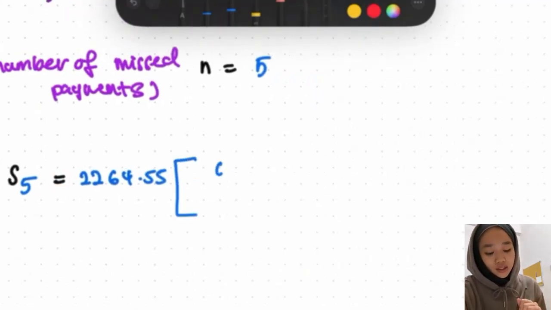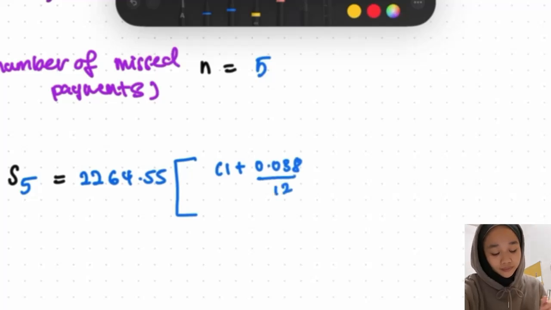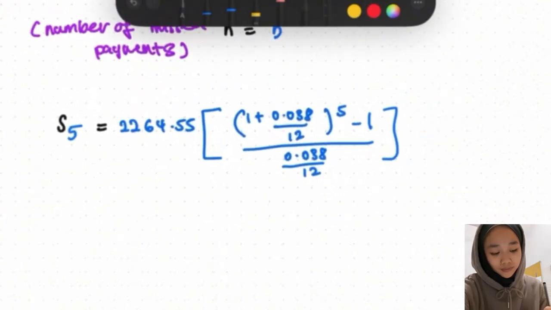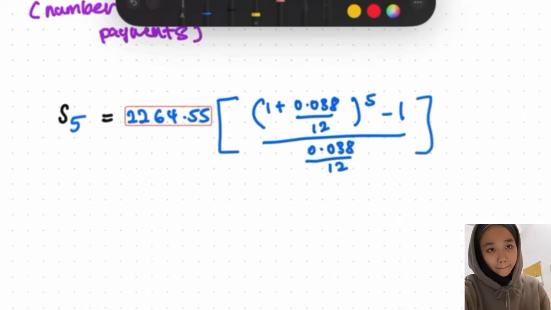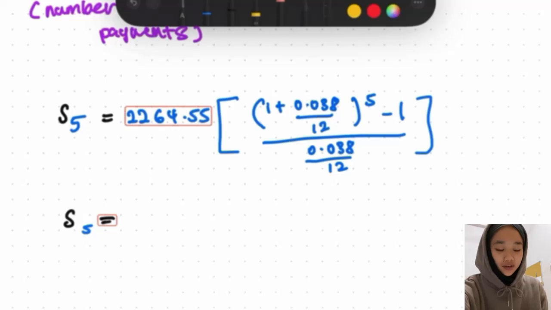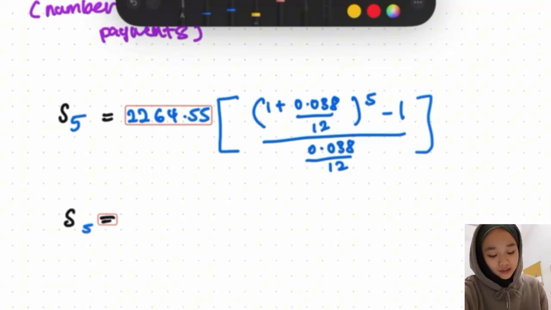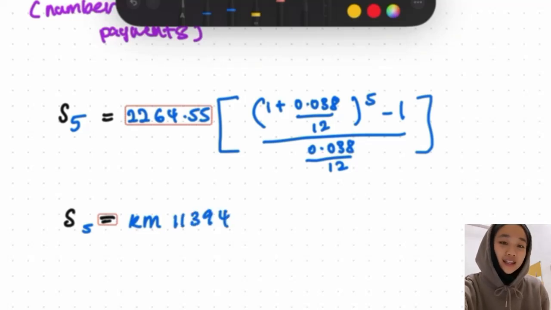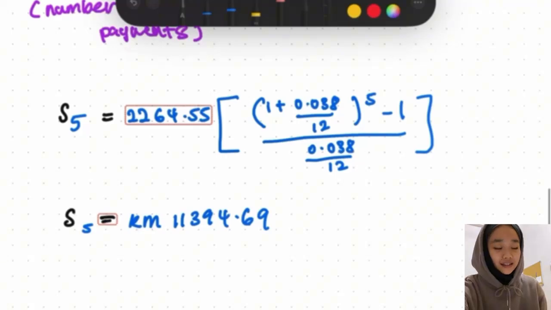So, to settle the outstanding arrears, after missing the 5 payments, Nazreen must pay approximately 11,394 ringgit and 69 cents. Now for the last question.